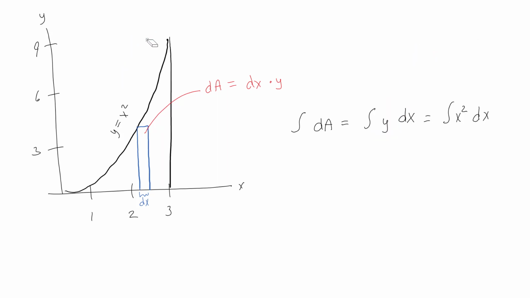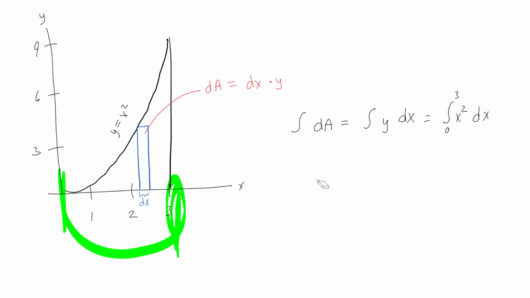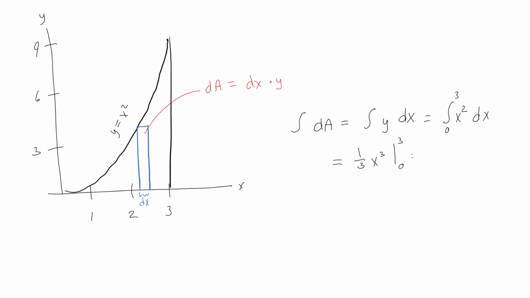Now what are the limits on my integration? I want to go from 0, because I'm looking along the x. I'm starting at 0 and going to 3. So the limits on integration are 0 to 3. And now I just need to perform that integration. So I've got 1/3 x cubed from 0 to 3, which gives me, what's 1/3? That's 9 squared, which is 81.